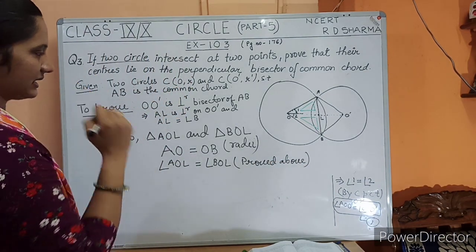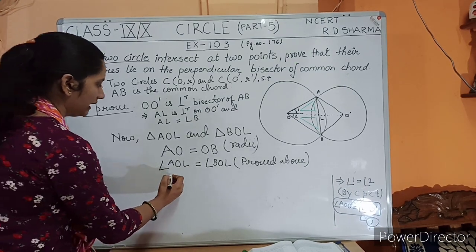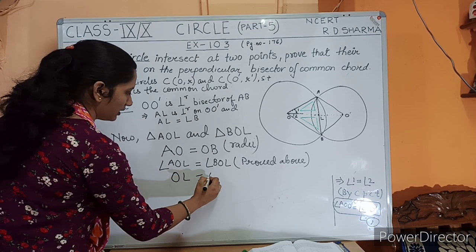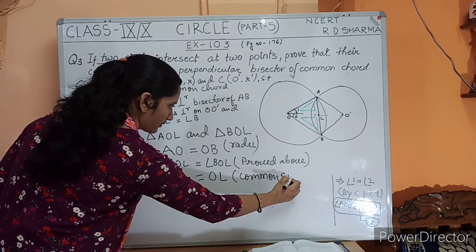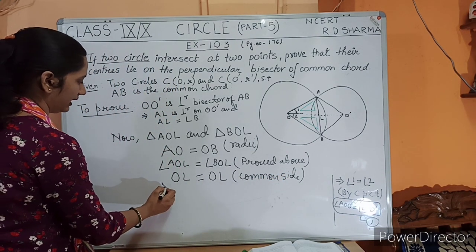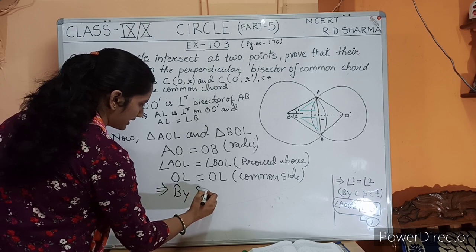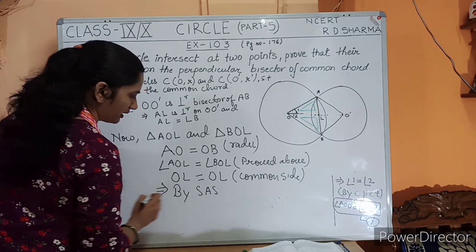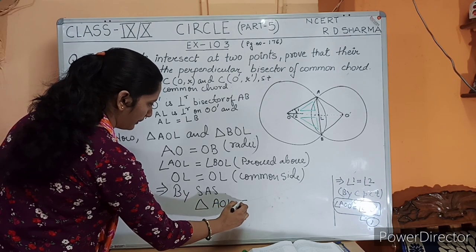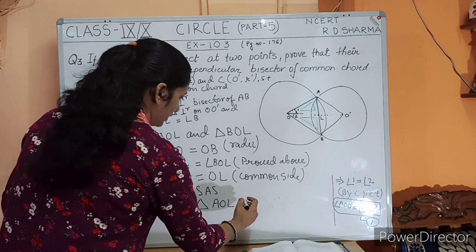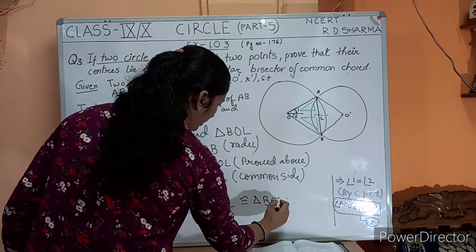Now as you can see, these two are equal. Now what is the third thing which is common here? The third side is OL is equal to OL. This is a common side. So we can say, see, this is side, angle, side. So by SAS congruency condition, the triangle AOL is congruent to triangle BOL.